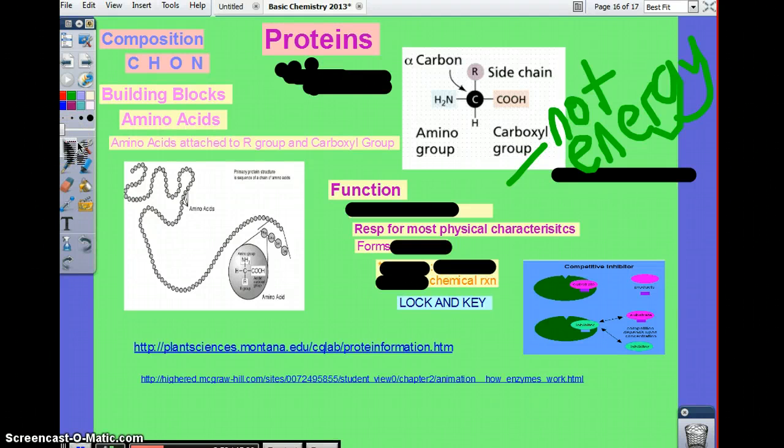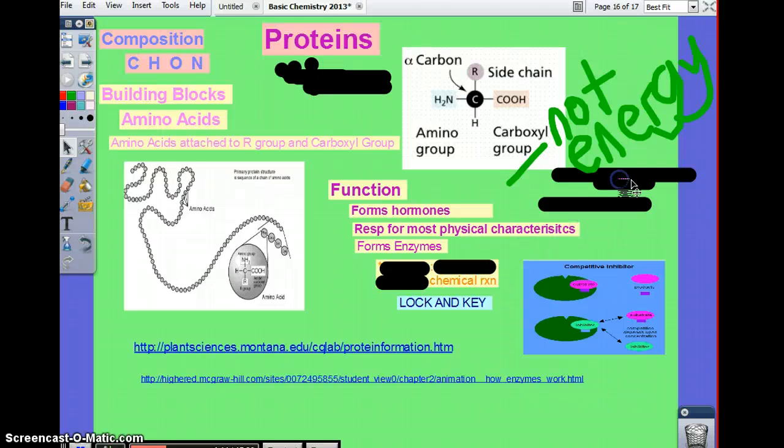So what else do proteins do besides physical characteristics? They form what? Muscles, yeah, we said that. That's part of physical characteristics. I'll show you. They form hormones, which actually aid in this. And they also form enzymes. Remember enzymes? What is an enzyme? Who could tell me? They speed up chemical reactions. Perfect. They are catalysts, which means they speed up chemical reactions.